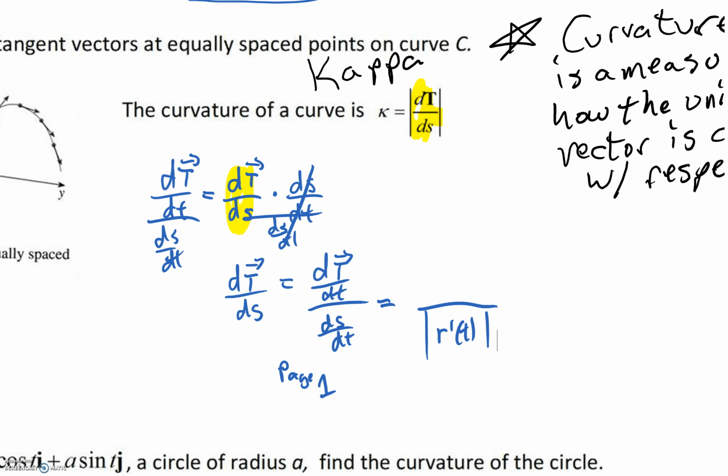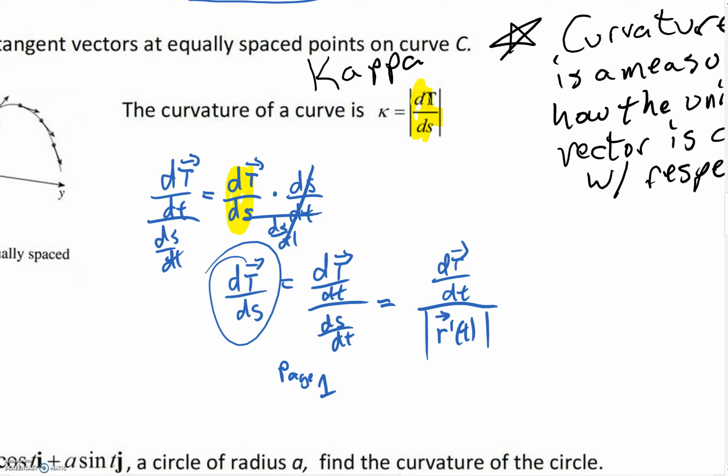Multivariable Calculus 13.3, day 1, and we're picking back up from our part 1 video. Here's our part 2. We are really just finishing this up very fast. We are finding what the derivative of our unit tangent vector with respect to arc length is. And you can see it's going to be this right here.